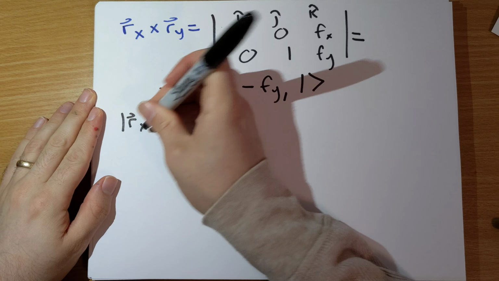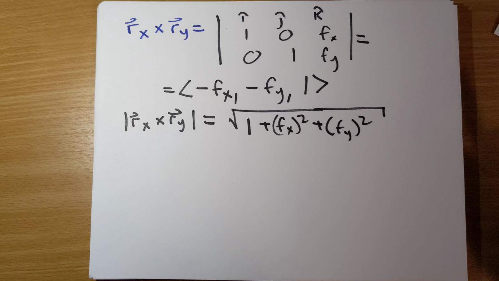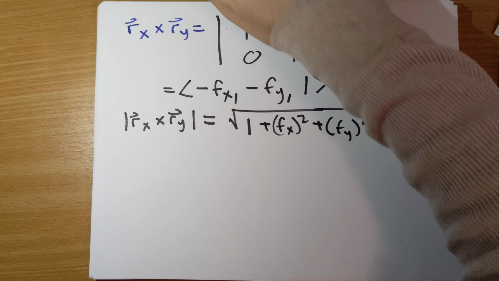We also will care about the magnitude of the cross product here. It's going to be this squared plus this squared plus this squared. This squared is just 1. Negative f sub x squared is just positive f sub x squared. And then positive f sub y squared here. This is the magnitude of the cross product here.